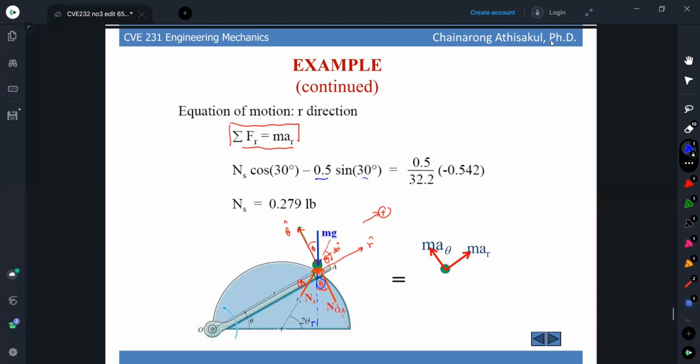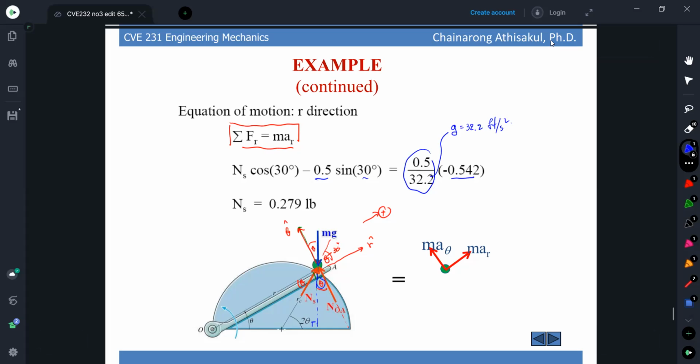minus the weight, that is 0.5 sine 30 degrees, and it is equal to m a r. We know that the weight is in pounds, the weight is 0.5 pounds. So to determine the mass, we have to divide it by g. g is equal to 32.2 feet per second squared. And a r we already determined. a r is equal to minus 0.542 feet per second squared.